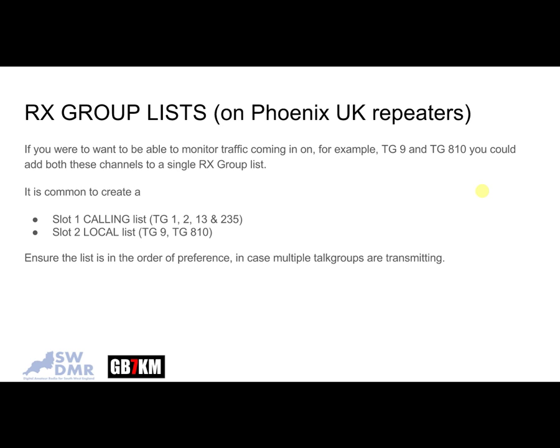Now if, for example, you wanted to reduce the amount of transmissions you were hearing and you didn't want to listen to transmissions on talk group 80 and talk group 81 on talk group 129, the user activated talk groups, you could remove those out of the calling list, so you would never hear those. And if you kept it, for example, on talk groups 1, 2, 13 and 235, you would only ever hear calling channels if sat on a calling channel, and that's often the preferred way for a lot of people.